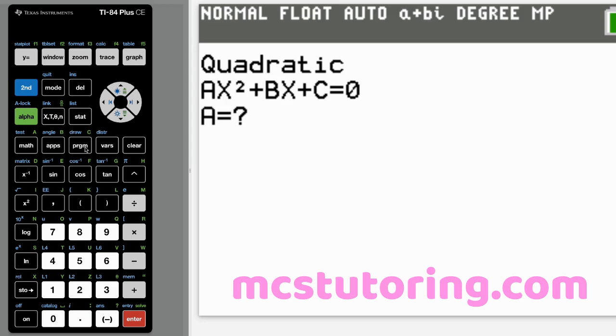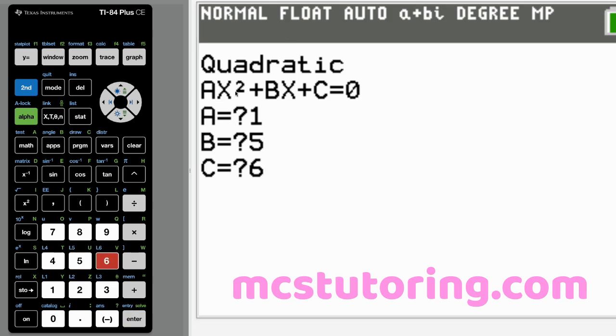You're going to actually press this key first, by the way, program. And you may have a submenu to go to either TI-Basic or Python. It's a TI-Basic program. So let's do the classic 1, 5, 6. What this means is we've got 1x squared plus 5x plus 6, so basically 1x squared plus 5x plus 6 equals 0.